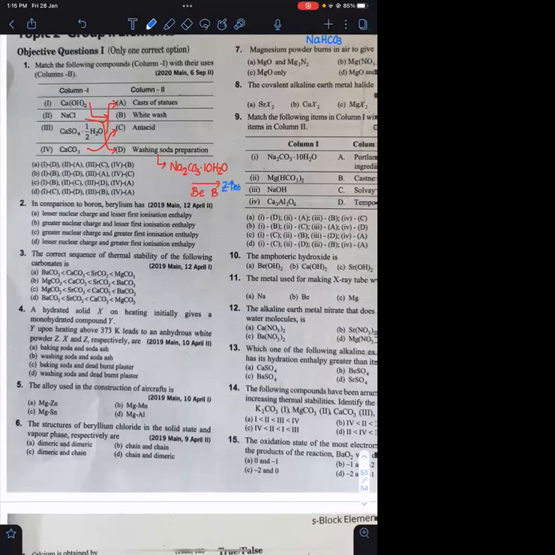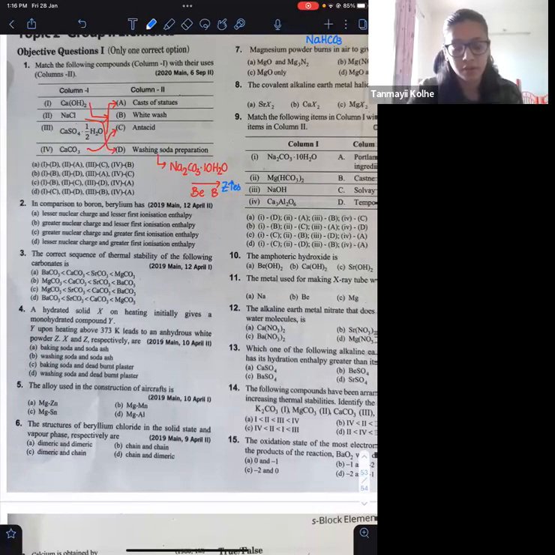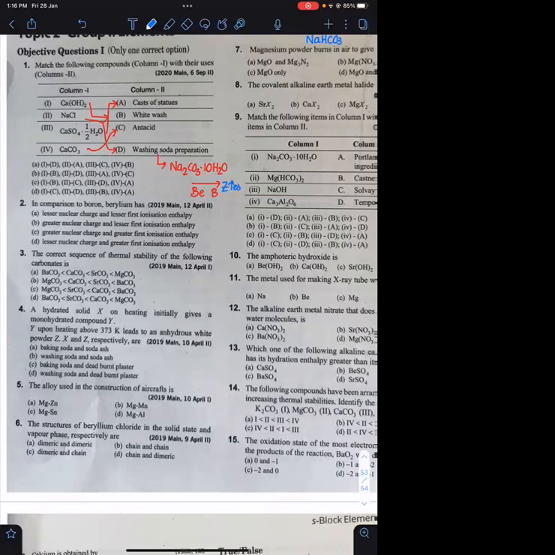It increases. So boron has a greater Z star. So beryllium has lesser nuclear charge and greater ionization enthalpy. What is the reason for the greater ionization enthalpy of beryllium when compared to boron? Fulfilled s orbital, or it is also called the penetration effect. In beryllium, you are removing the electron from the 2s orbital.